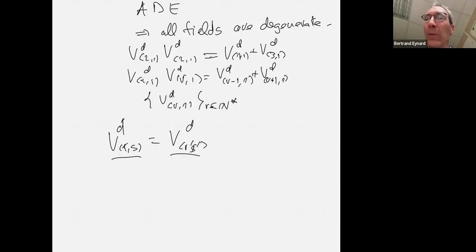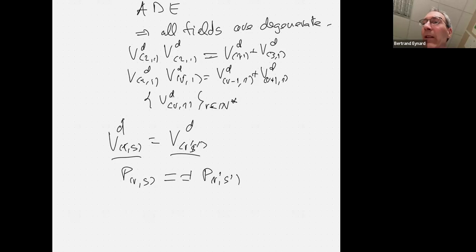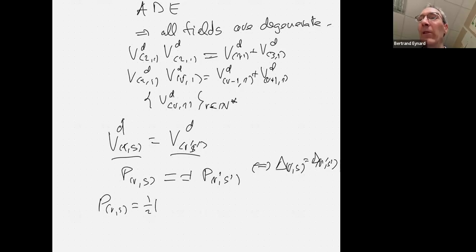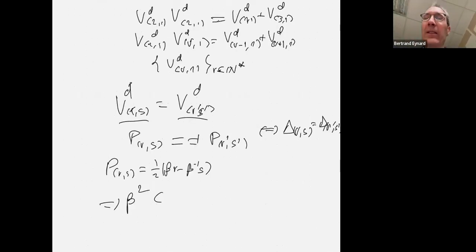And so it means in particular P_(R,S) is plus or minus P_(R',S'). So that was equivalent to delta_(R,S) equals delta_(R',S'). And if you remember that P_(R,S) is just 1/2 (beta R minus beta inverse S), and if you have this equality P_(R,S) equals plus or minus P_(R',S') with R, S, R', S' integers, it implies that beta squared has to be rational. So minimal models can exist only at rational beta squared and therefore at rational central charge.